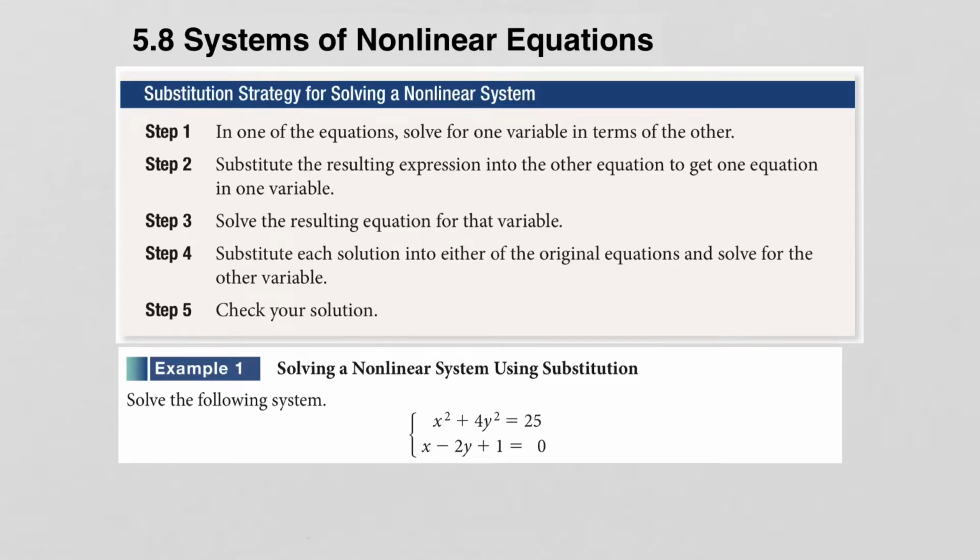In section 5.8, we look at systems of nonlinear equations. A system of nonlinear equations is a system involving two equations where at least one of the two equations is nonlinear. So in the example down below here, you can see that the second equation is a linear equation because the powers of x and y are both the first power. However, the first equation is nonlinear because one or more of the variables is raised to a higher degree power.